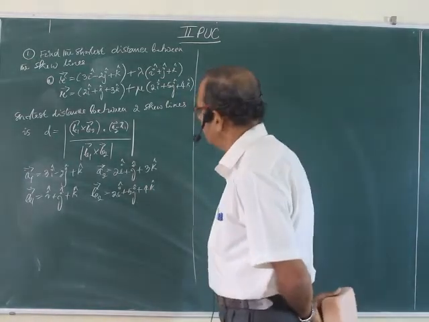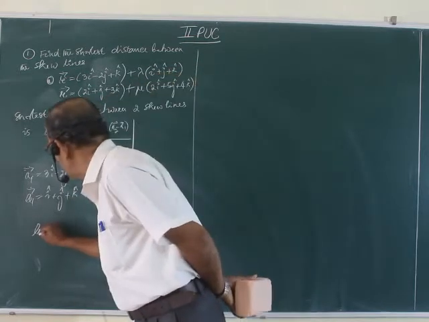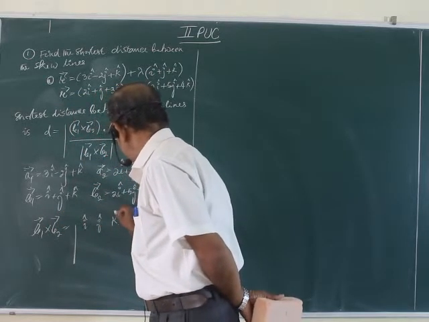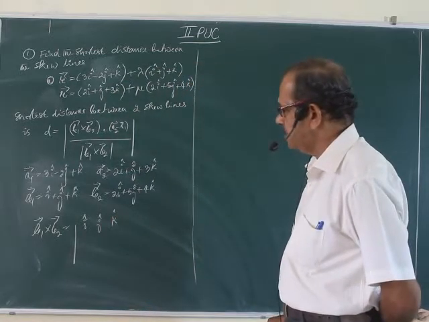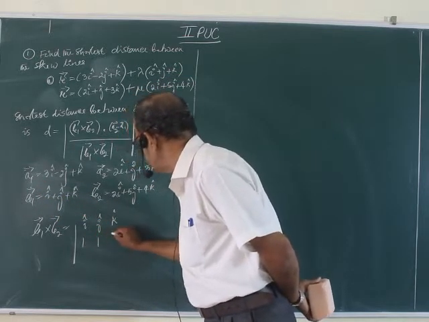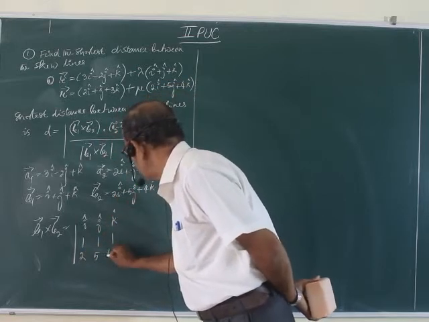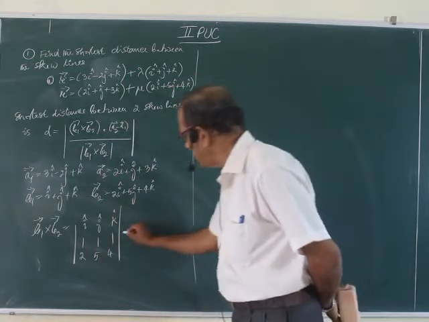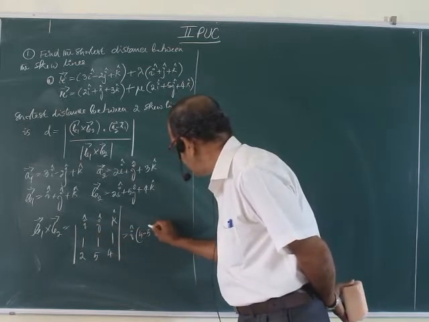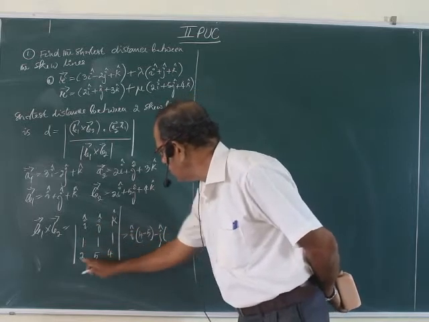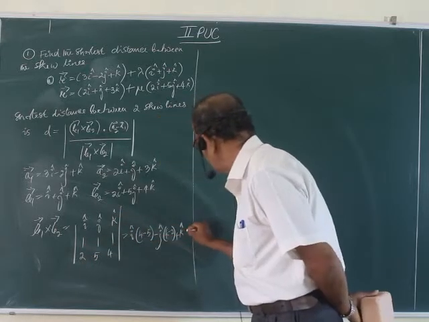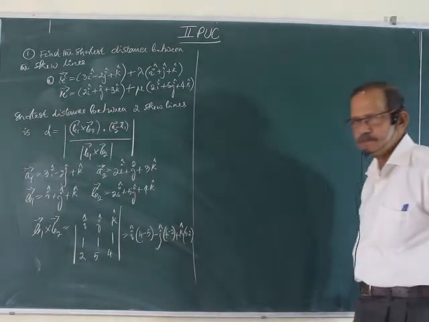Next, calculate one by one. First, what you need? b1 cross b2. b1 cross b2 equal to the determinant with i, j, k; b1 is 1 1 1, b2 is 2 5 4, and is equal to i into 4 minus 5, minus j into 4 minus 2, plus k into 5 minus 2. Yes, 5 minus 2.